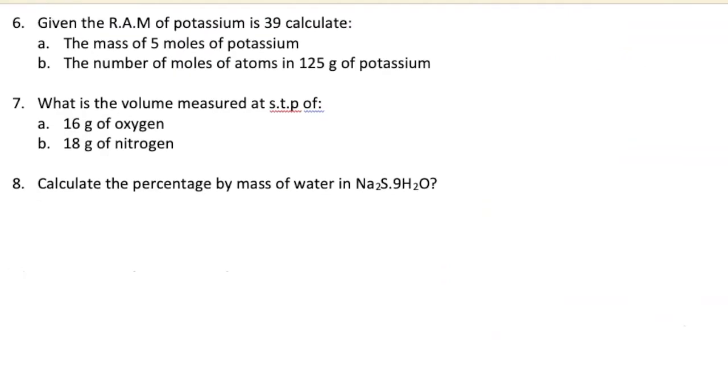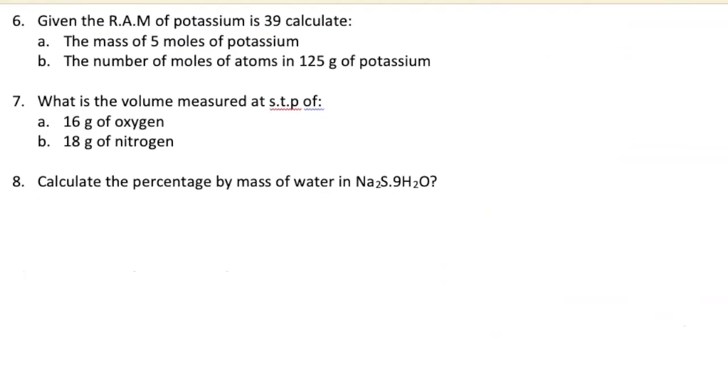So we're given the relative atomic mass of potassium, RAM. In the periodic table, you'll find that as 39. It does not have any unit, it's dimensionless. But we know that if we are asked to find the molar mass of potassium, we would just take this RAM and express it in grams per mole.